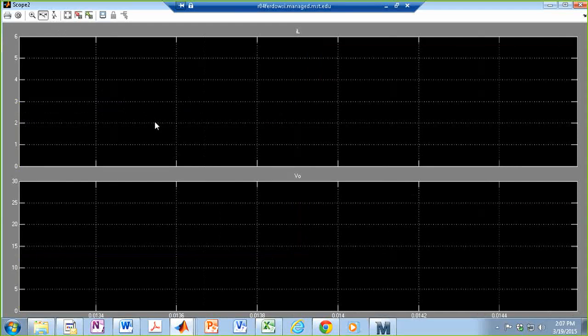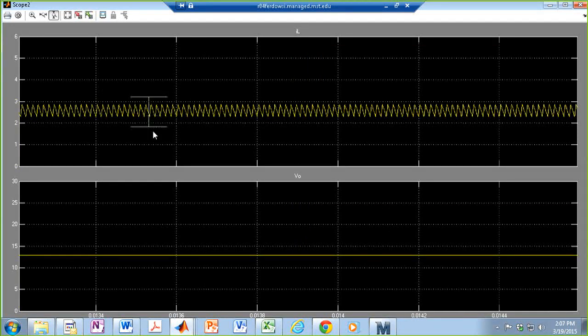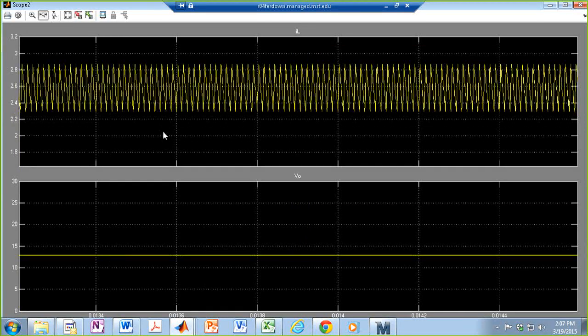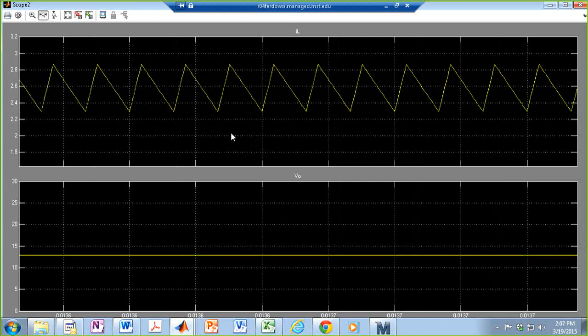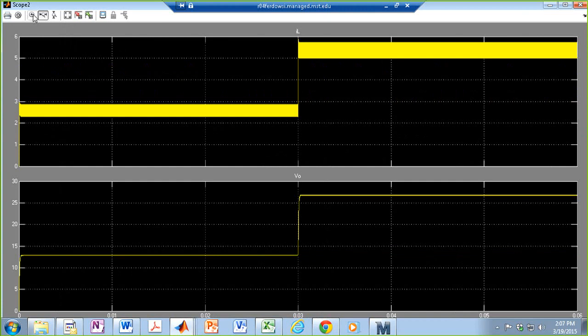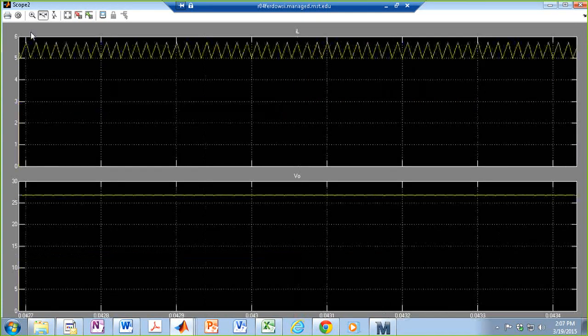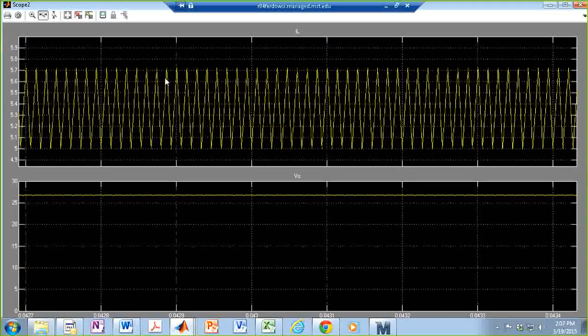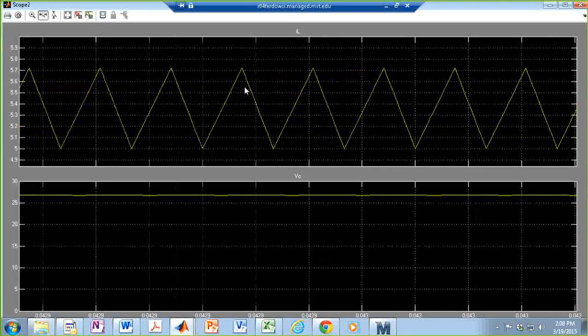Before, everything looks good, and even after the change, everything looks good. So the chaotic or the instability problem can be easily solved by involving some sort of an external ramp.